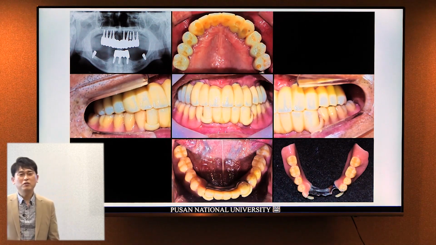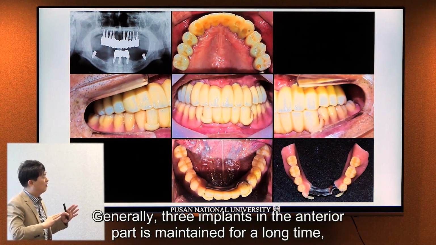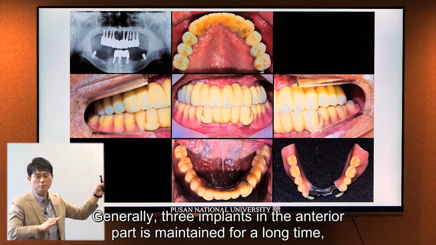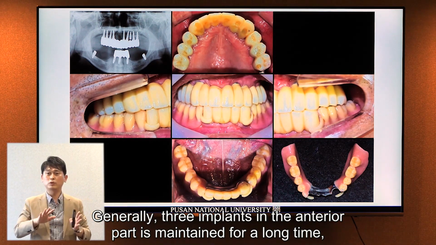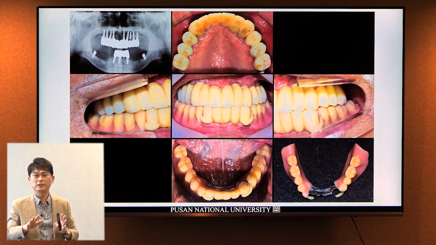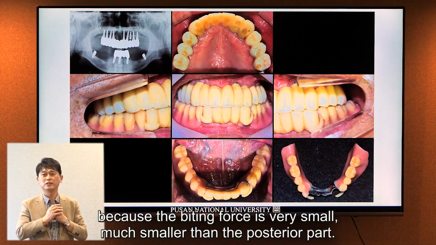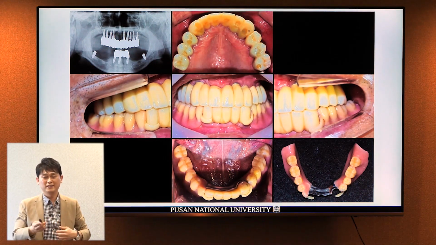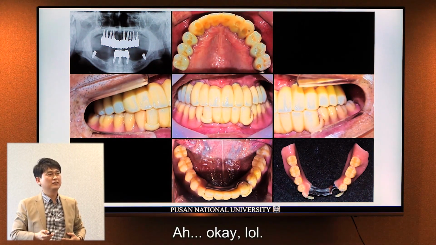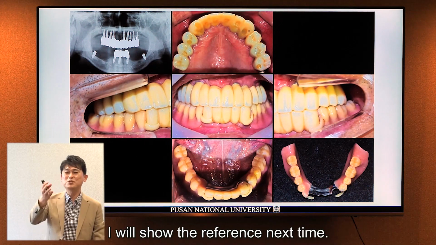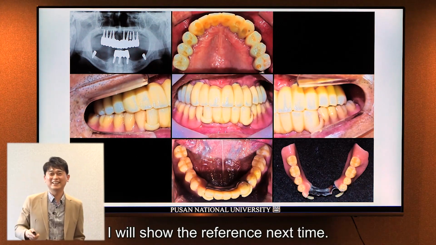So generally, the 3 implants in the anterior part are maintained for a very long time because the biting force is very much smaller than in the posterior part. Okay. I will show the reference next time.